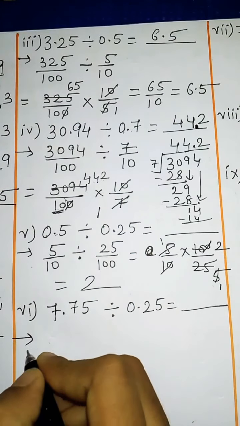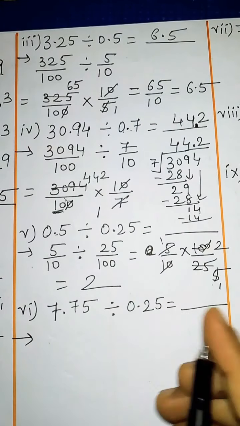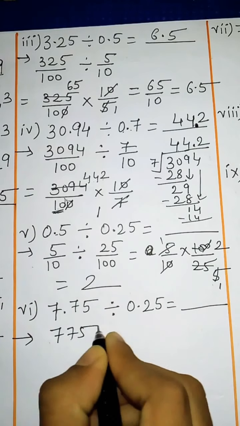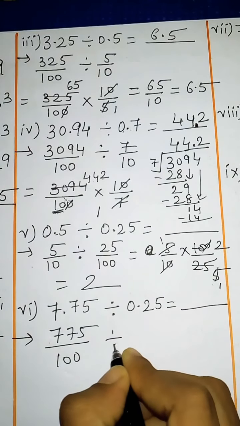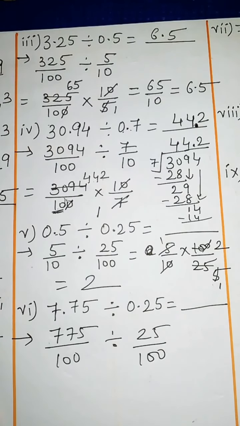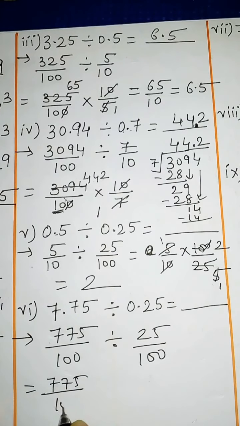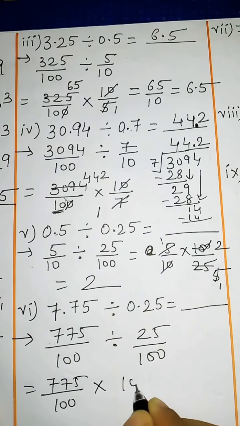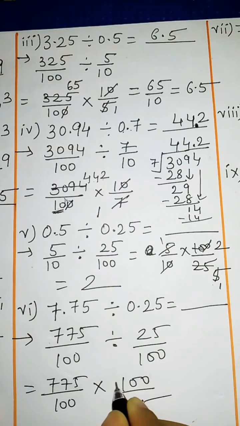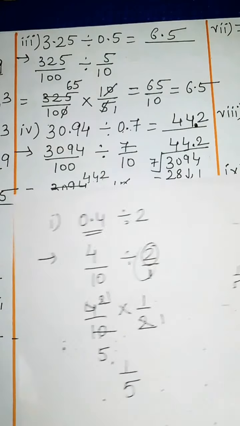Now moving ahead with the sixth one, it is 7.75 divided by 0.25. So it is 775 upon 100 divided by 25 upon 100. Now again changing and taking the reciprocal, 775 upon 100 will be the same, multiplied by 100 upon 25. So 100 and 100 got cancelled. Now 775 and 25 is left. So we can divide it or we can do cancellation.